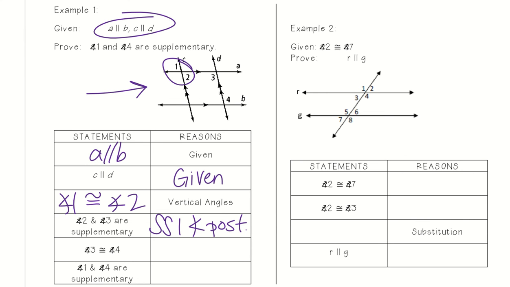Angle 3 is congruent to angle 4 because those are alternate interior angles, so it's the alternate interior angle postulate.